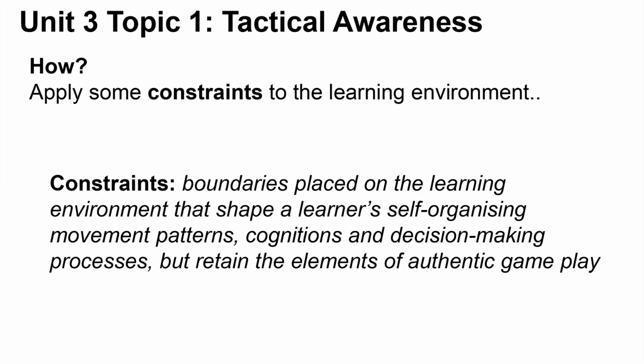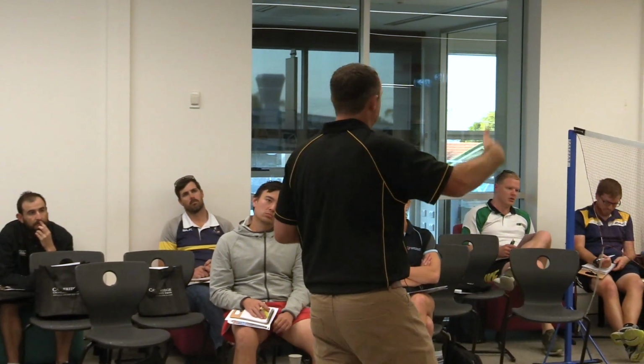That leads us into the constraints section. Constraints are the boundaries we can place on a learning activity. Learners self-organise their movement patterns. If I put a kid into a situation, they work out what to do for themselves. And if I let them play enough badminton, they'll work out how to do their backhand. But it might take them 3 or 4 years, and we don't have 3 or 4 years. So we want to try and use constraints to our advantage to force them to think about that backhand clear so that they're progressing quicker.